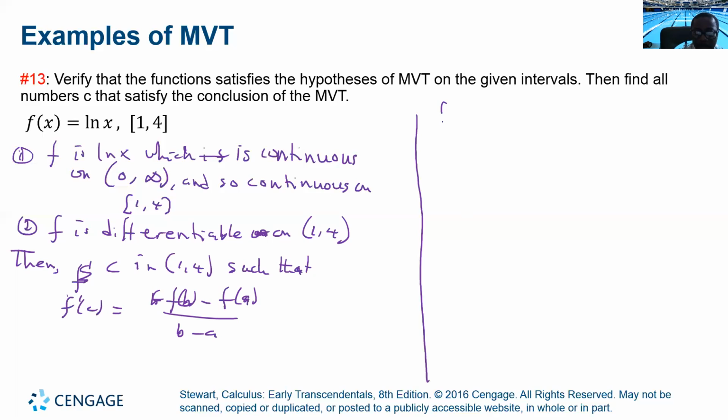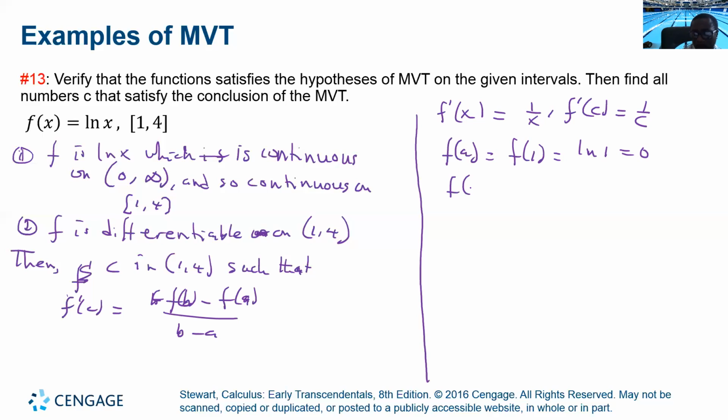So first let's find the derivative of the function. It is natural log, so that gives me 1 over x. So f prime at c is 1 over c, that is, we substitute c for x. Then what is f of a? The function value at 1, which is natural log of 1, and that gives me 0. And f of b is f of 4, which gives me natural log of 4.